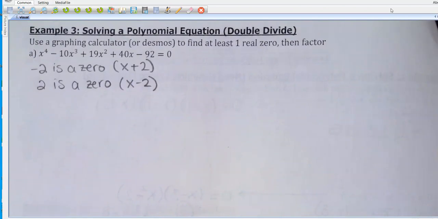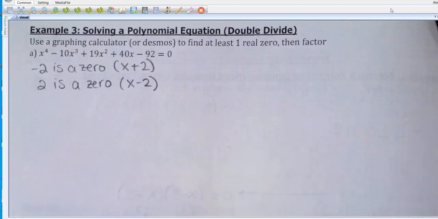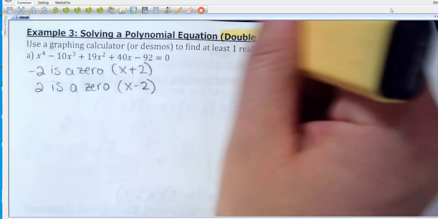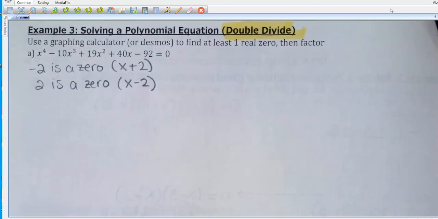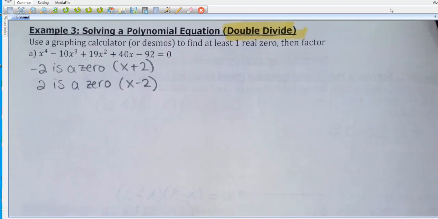Now, what this question says in the example at the top in the title, it says double divide, and that's what we're going to do here. We're going to divide the polynomial twice. Okay, this is totally not hard. We're just going to use synthetic division twice.